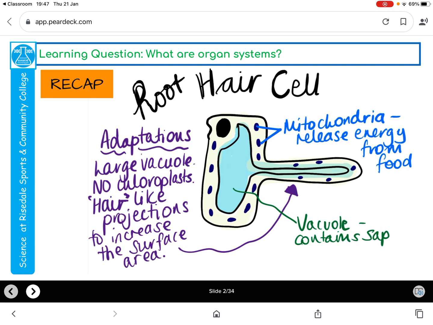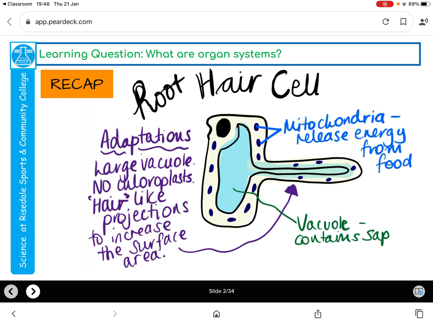So in the middle here, it's got this large vacuole. That means it can store lots and lots of sap inside it. Its job is to take in lots of water. So if it's got a large space, it can take in more and more water. It can fill that space up. It has these hair-like projections that stick out, which increase its surface area. So that means it can take in more water and nutrients at the same time compared to if it didn't have those extra projections. It's got lots and lots of mitochondria in case it needs to use energy to take any of the minerals up.